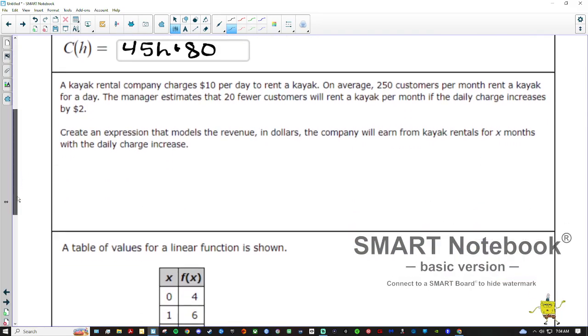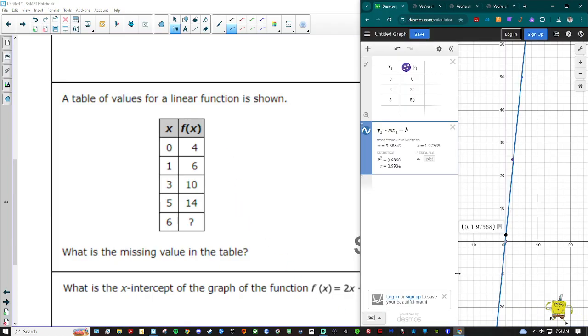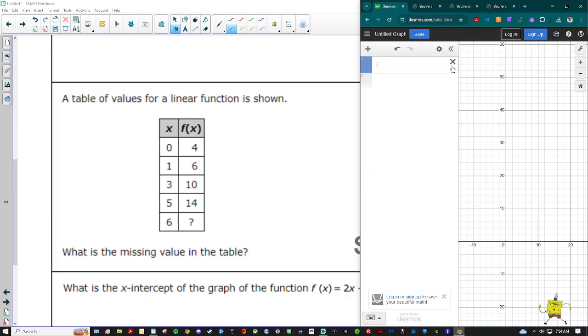Okay, we're going to skip over the kayaking one. A table of values for a linear function is shown. What is the missing value? Again, when we have a table, we go to Desmos and we add in our table. Okay, so type in our table: 0, 4, 1, 6, 3, 10, 5, 14.